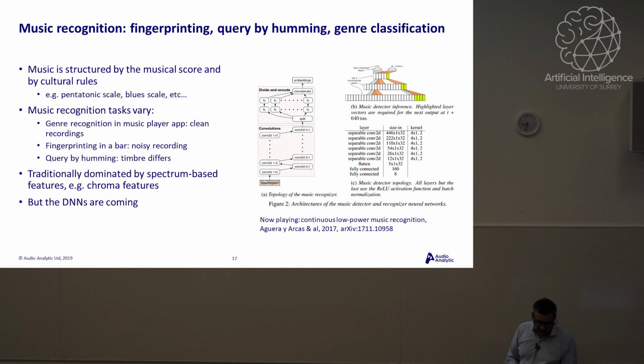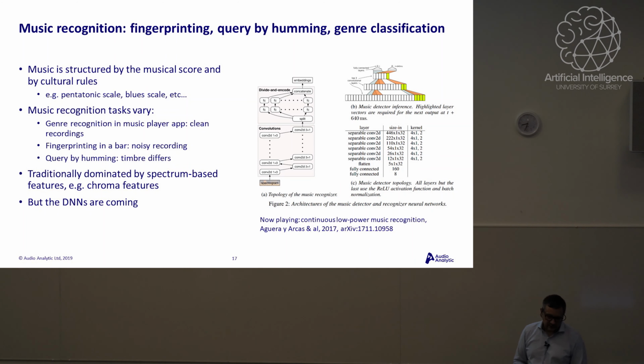Let's look at music recognition. Again, music recognition is not just one task, it's a variety of tasks. You have fingerprinting, query by humming, genre classification, beat detection, mood detection, all sorts of things, automatic score transcription. So it's really a variety of things that you can do. Music itself is structured by the musical score and by cultural rules. So in Chinese music, you have the pentatonic scale. If you're playing blues, it's completely different chords and scale. So to a large extent, it's shaped by music culture or subculture of some sort.